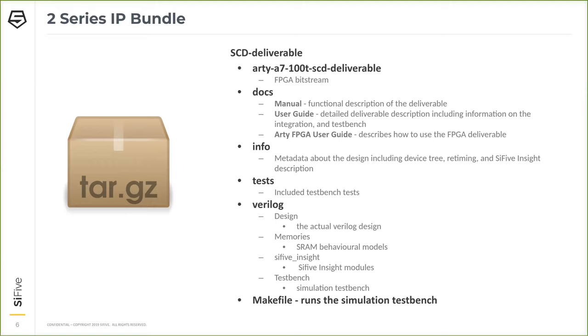Then moving back up to the top level, there is a test folder which includes all of the tests that are delivered as part of the test bench. And in the Verilog folder, this is where you'll find the actual design of the core IP, along with the test bench and SiFive Insight Verilog modules and the SRAM behavioral models. And then finally, there's a makefile which allows you to run the simulation test bench.